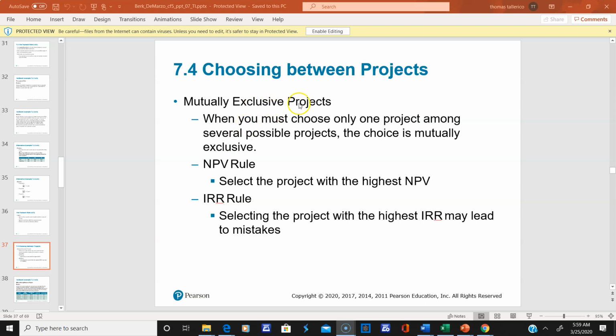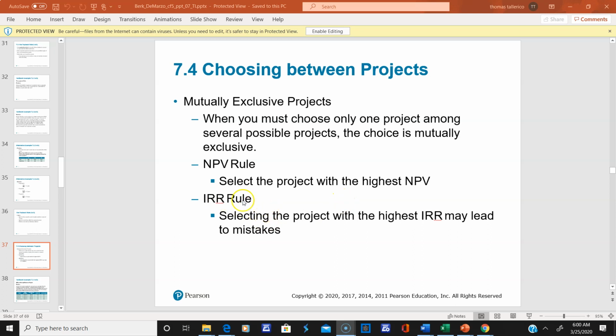Okay, so mutually exclusive projects. The term mutually exclusive, let me make sure everyone's clear. It means out of all the projects, you could choose one among all of them, okay? Choosing the one you want the most will eliminate the other ones, okay? So you choose one among the others. So the rule is you would select the project with the highest net present value. That's if you had mutually exclusive projects.